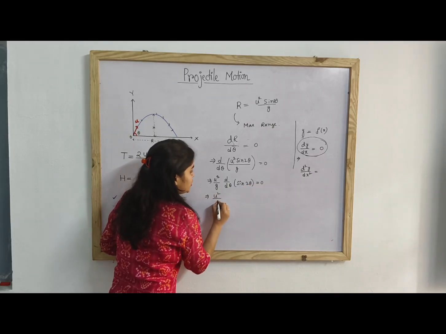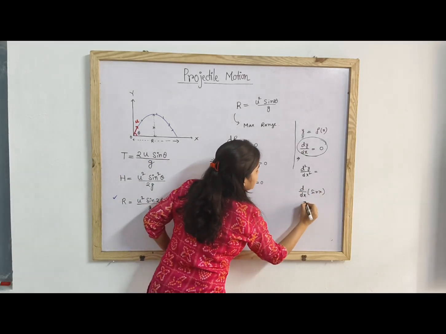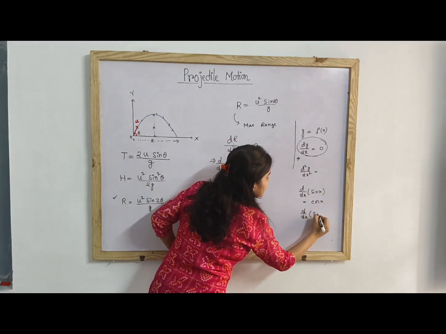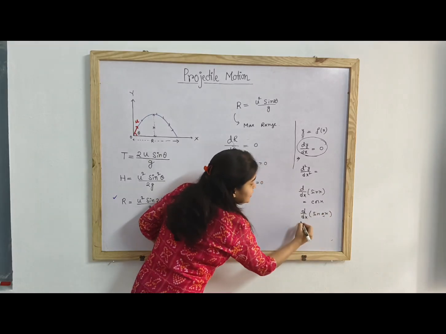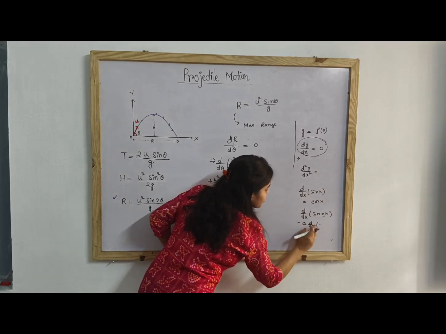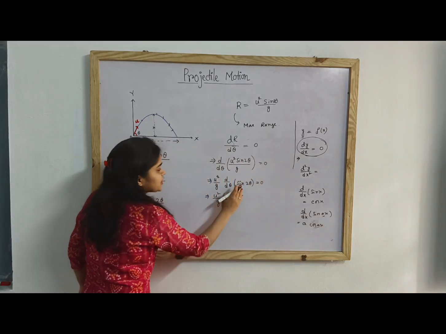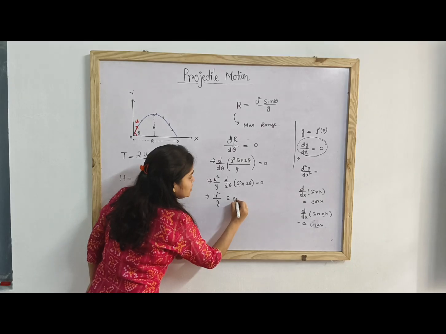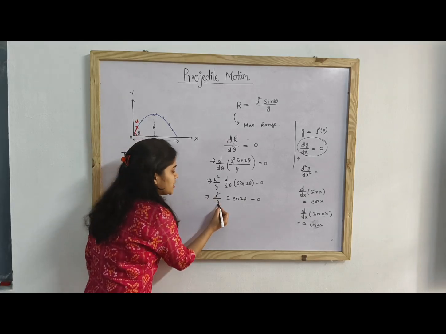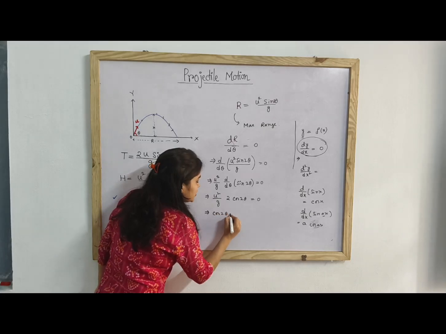Now, you know the differentiation. We know that d/dx of sine x gives cos x. If a is a constant, then d/dx of sine ax is a cos ax. So the differentiation of sine 2 theta is 2 cos 2 theta, which is equal to 0. Now u is constant, g is constant, 2 is constant, so they cannot be 0. That means simply cos 2 theta is equal to 0.